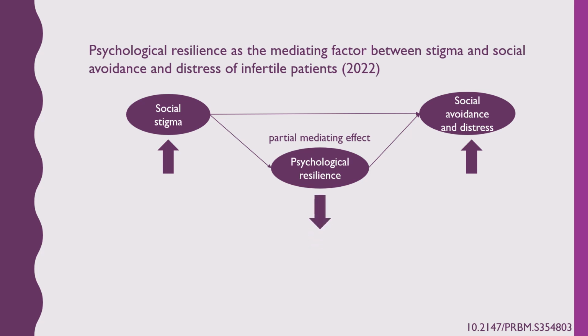But there's another pathway to get to social avoidance and distress. So if we start at social stigma, it's high, it leads to low psychological resilience, which then leads to high social avoidance and distress.